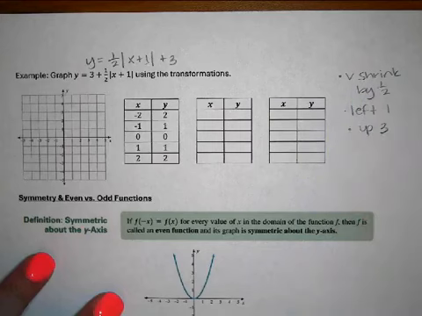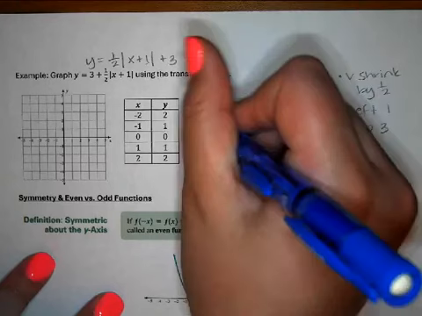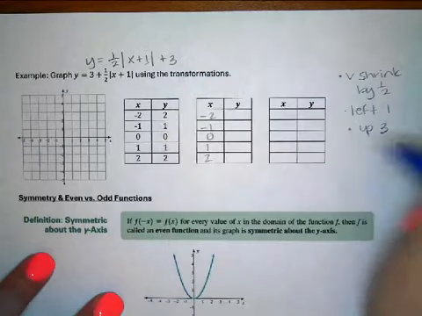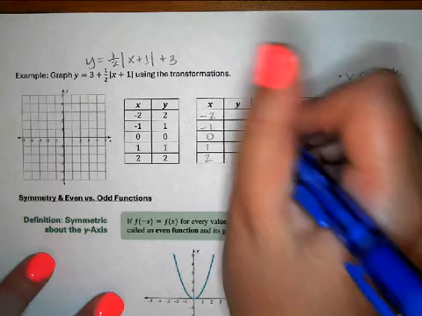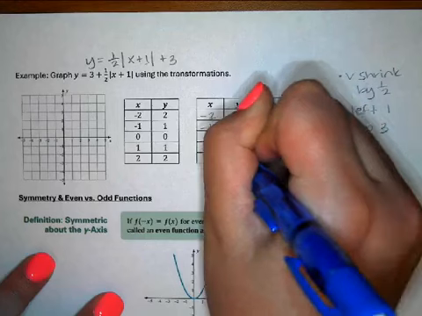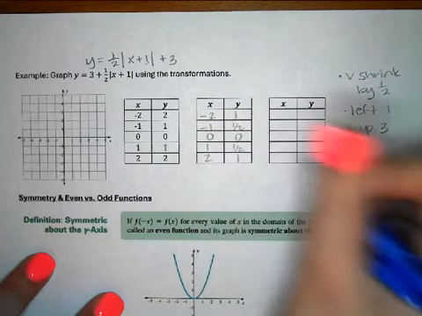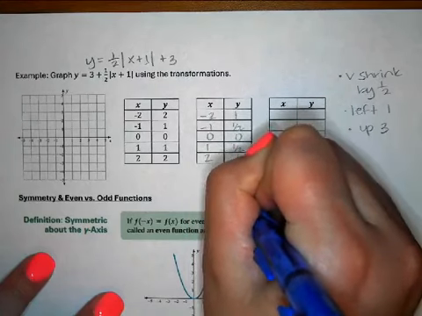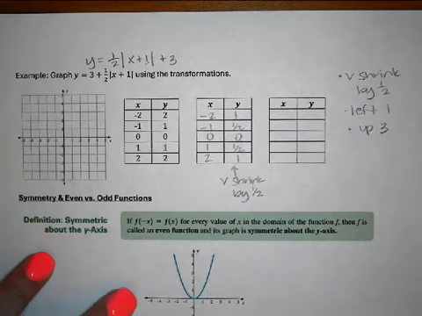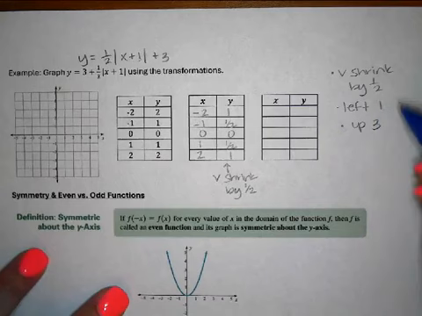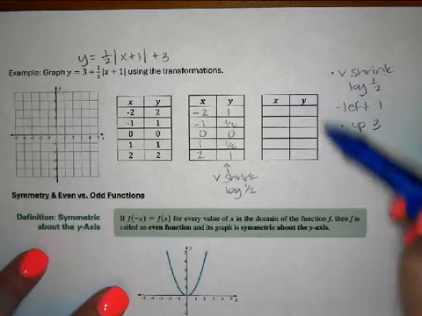Okay, so to shrink the graph by 1/2, we're going to keep the x coordinates the same. And I'm going to take the y coordinates and multiply them by 1/2, or cut them in half. So 1, 1/2, 0, 1/2, 1. Okay? And this is a vertical shrink by 1/2. Okay, so I did that one. Next, I have to shift the graph left 1 and up 3. Go ahead and pause the video and see if you can complete the table to go left 1 and up 3 for each of your points.